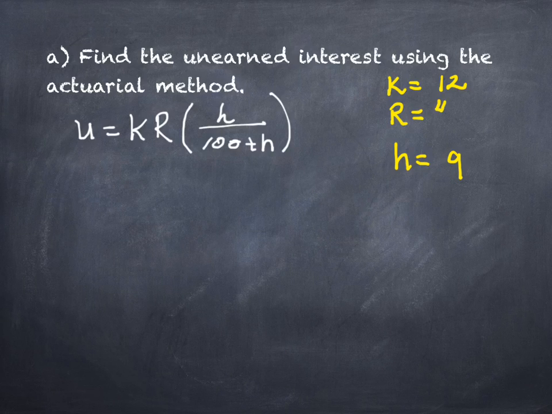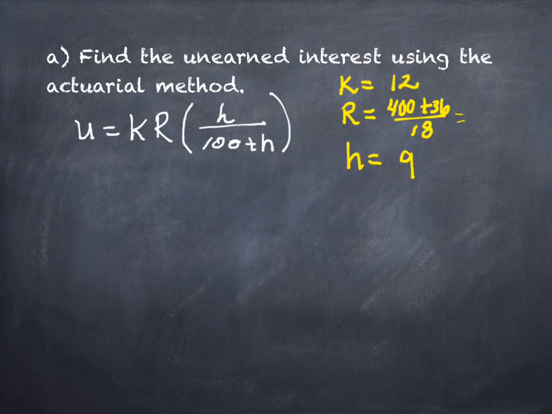Good. What was the finance charge? 36. And we're going to pay it off in what time frame? Originally, it was 18 months. So you're going to take your calculator, add 436 and divide by 18. Divided by 18 is equivalent to $24.22. Awesome. So 24.22 is R.